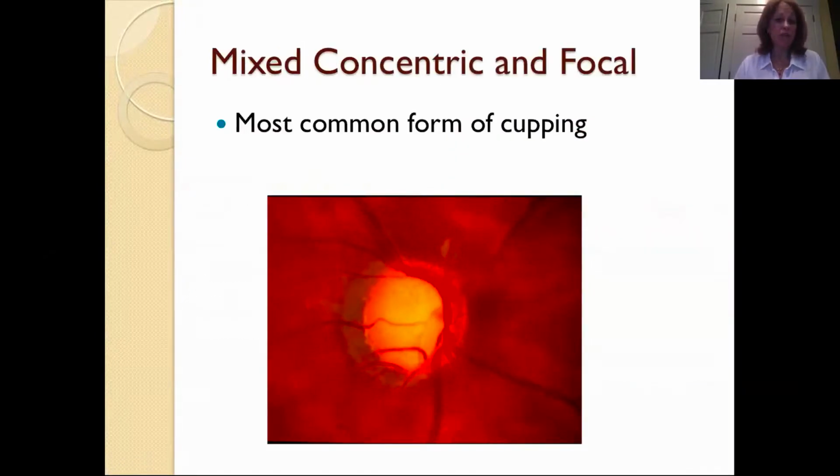A very common form, probably the most common form of cupping, is a combination. Some concentric loss and some focal loss. And this is a patient that has a very enlarged cup all the way, rim loss all the way around, focal loss down below. And we're getting ahead of ourselves a little bit, but you'll see also beta peripapillary atrophy around that optic nerve.